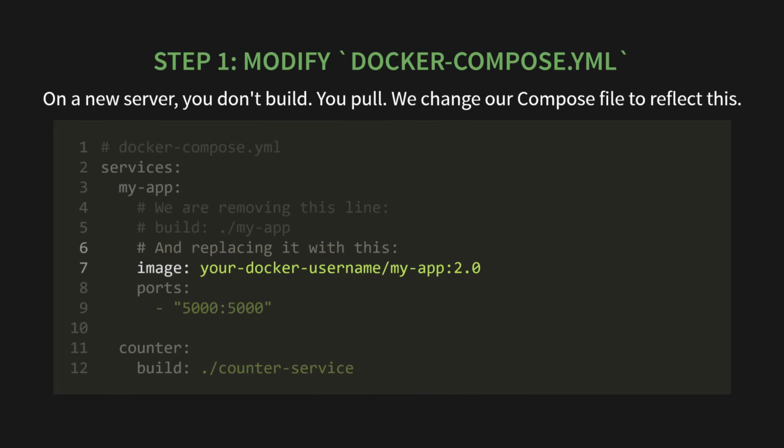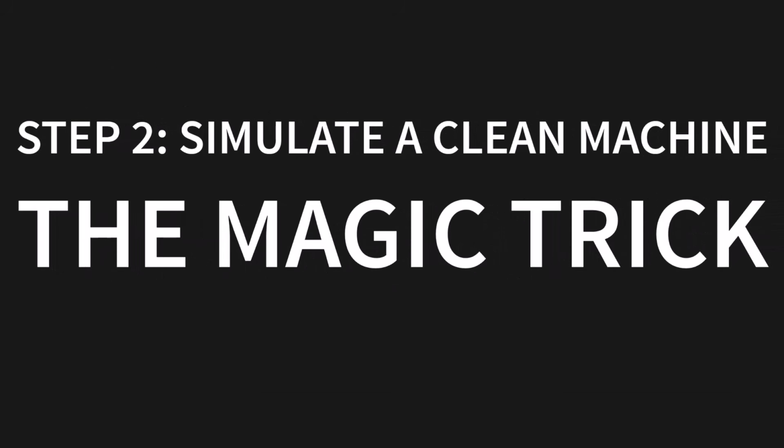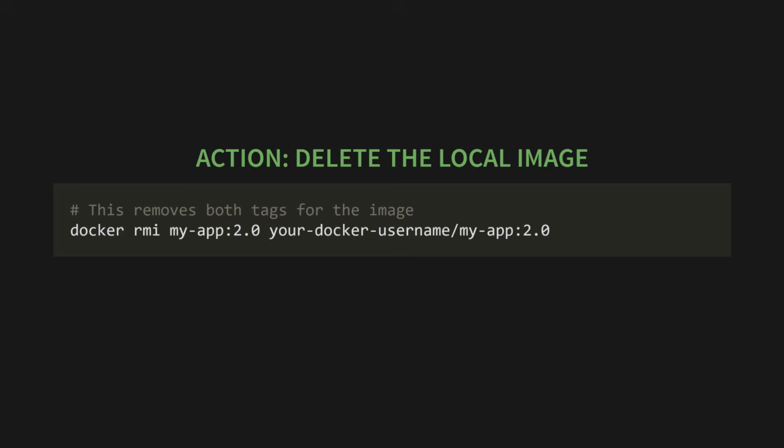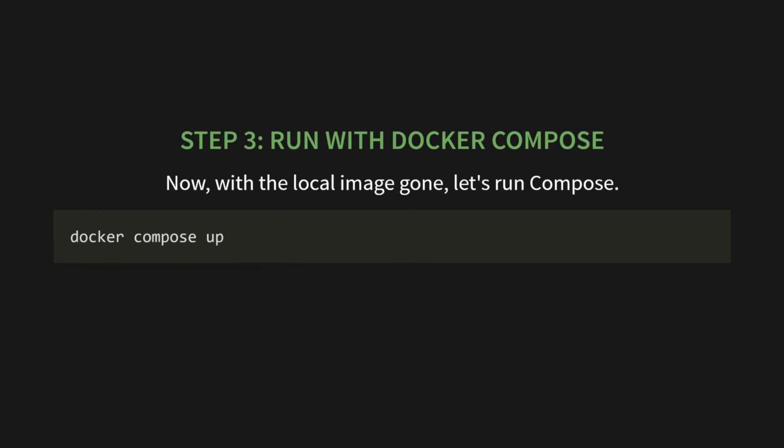Okay, step 2. Simulate a clean machine. This is the magic trick. To prove we aren't cheating, we are going to delete our local image. The command is docker rmi myapp:2.0 space your Docker username/myapp:2.0. This removes both tags and the image itself. If you run docker images again, poof, it's gone.